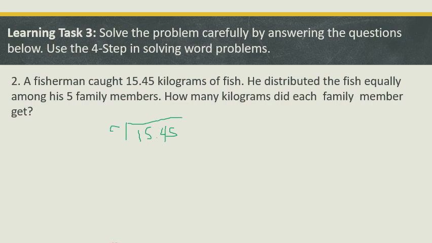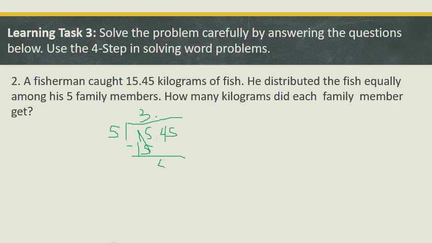So, hahati-hatiin natin sa 5 family members. Since whole number na po yung 5, as is na siya, so itapat na lang natin yung decimal point sa dividend doon sa ating quotient. Then, divide na tayo. 15 divided by 5 is 3. 3 times 5 is 15. 15 minus 15 is 0.